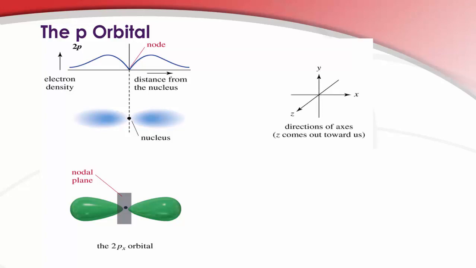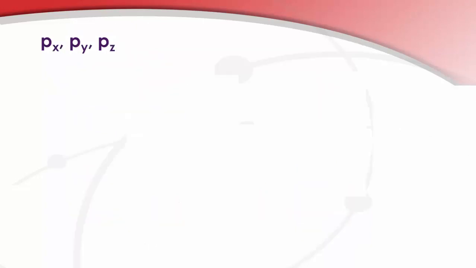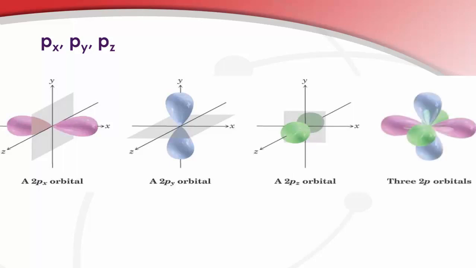Then we have to acknowledge that there are three dimensions for these p orbitals, and in fact three orbitals, and so they're arranged at 90 degrees to each other, and this is what they look like superimposed. Okay, so a pretty big difference between the s and p orbitals. Each one of these has a plane of zero probability that goes through the nucleus, and each of them is at 90 degrees to each other.